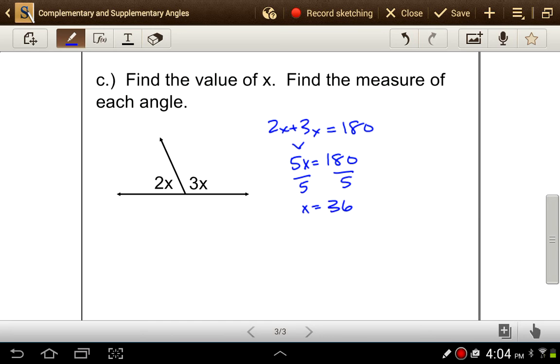Okay, so that's step 1. Now it says find the measure of each angle. So for this one, I would do 2 times 36, which is 72. So this would be 72 degrees. And for this one, I would do 3 times 36, which would be 108. So that would be 108 degrees.